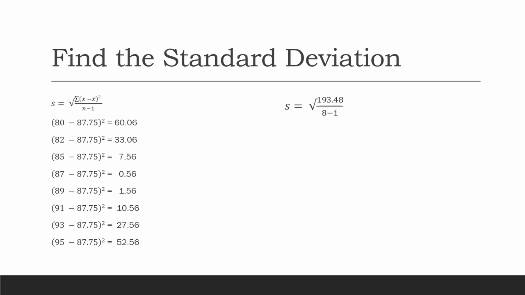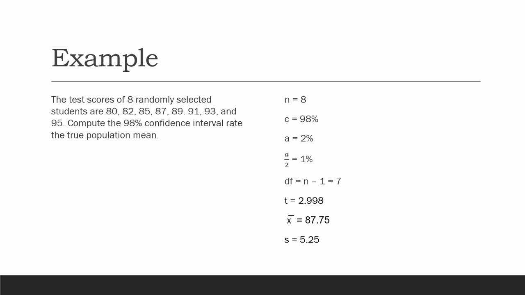Then we'll add it all together getting 193.48. 8 minus 1 is of course 7. 193.48 divided by 7 is 27.64. Then the square root of 27.64 is 5.25. Now we have the standard deviation.